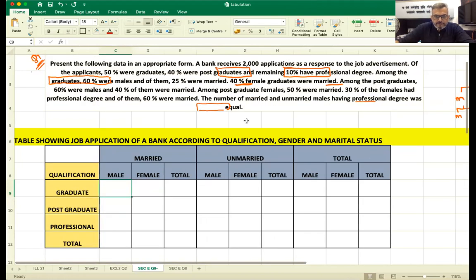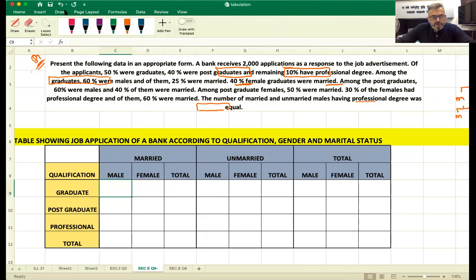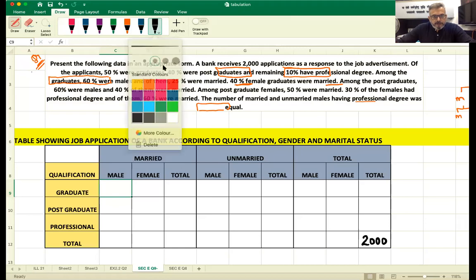A bank receives 2000 applications as a response. Now, over here, first of all, we know that the total is 2000 people. So we write 2000 in the total.